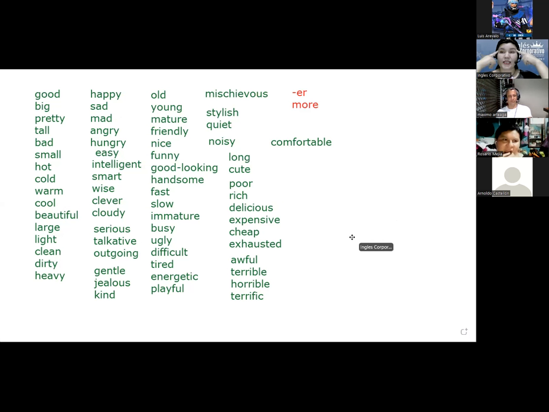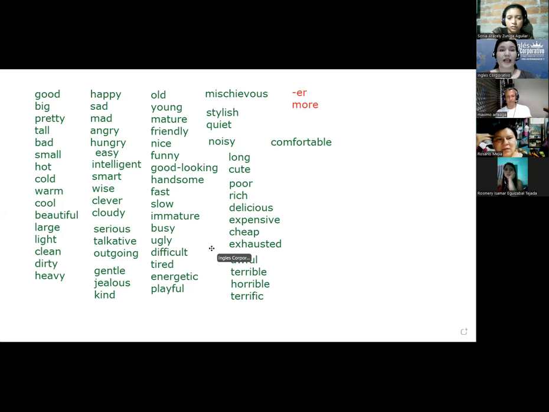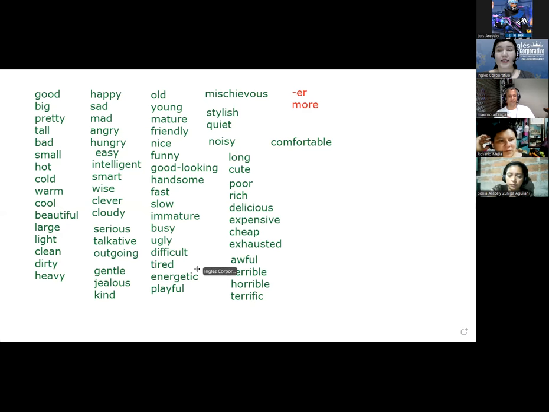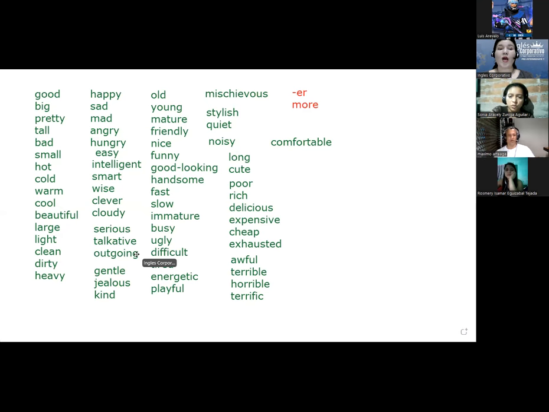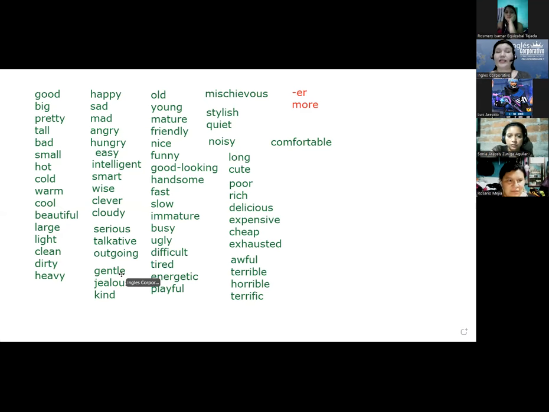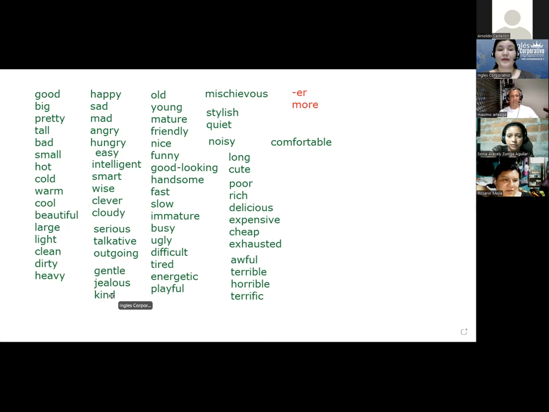Easy? Easier. Intelligent? More intelligent, right? Because it's a long adjective. Smart? Smarter. Wise? Wiser. Clever? More clever. That's an exception. Cloudy? Cloudier. Serious? More serious. Talkative? More talkative. Outgoing? More outgoing. Gentle? Gentler. Jealous? More jealous. Kind? Kinder.